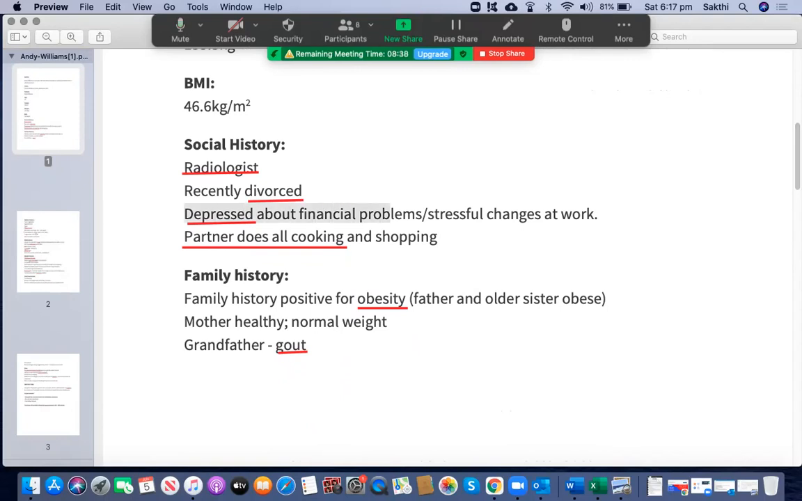Did you include this one? No, because it's a weight loss program. But depression can lead to weight loss or weight increase, isn't it? Though weight loss is associated with physical changes, there are many mental factors that can increase your weight. Do you know this or not? Depression can increase weight. There is a lot of scientific evidence on this, so you should have included it. Partner does all cooking and shopping. I think this one is not needed.